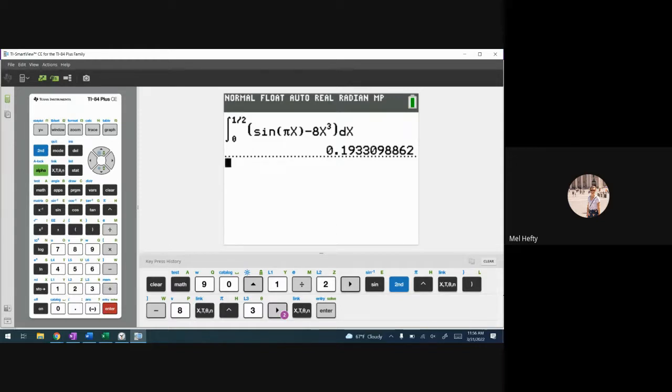I also got that number. Perfect. Did anyone else get that number, or just me and Herbie? I got it. Perfect. What number can I write down on my paper? I need 3 decimal places. So I'm going to do 0.193.